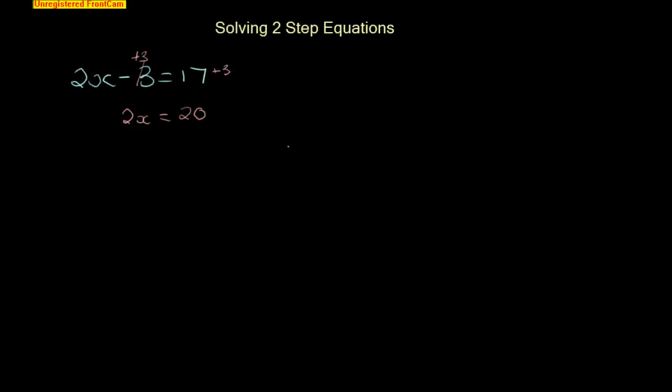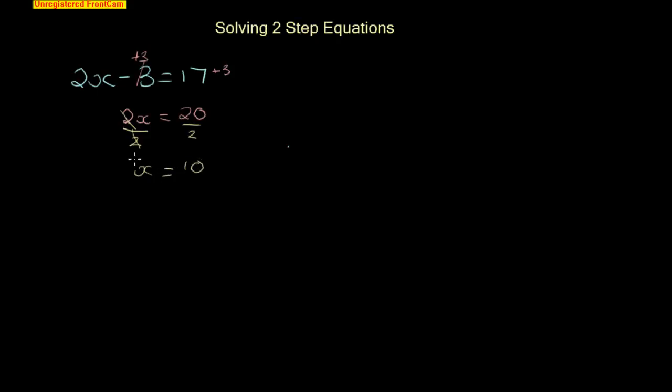Now the next step we have to do is to cancel out this multiplied by 2. The opposite of multiplying by 2 is dividing by 2. So we will divide both sides by 2. Again, it's an equation. What you do to one side, you have to do to the other to keep it equal. So dividing this side by 2 cancels out the 2 and leaves us with x. And 20 divided by 2 is 10.